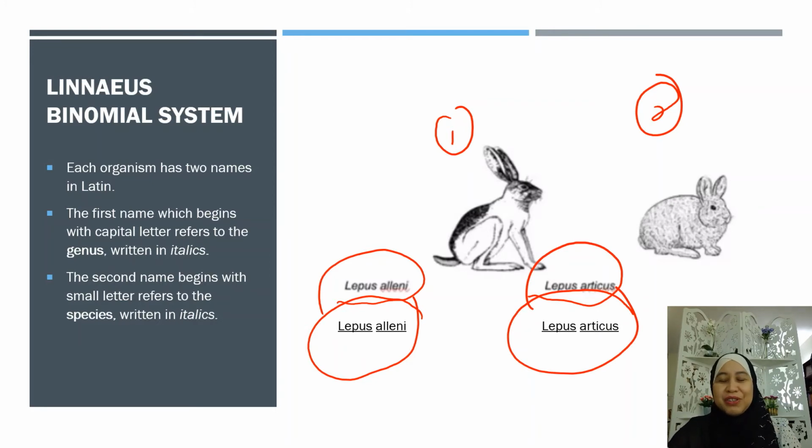Now, what is the genus for this rabbit? The first word, with the capital letter, the genus is Lepus. So they belong to the same genus. Do they belong to the same species? No, right? Because the second word refers to the species. So the first rabbit belongs to the species eleni. The second rabbit belongs to the species atticus.